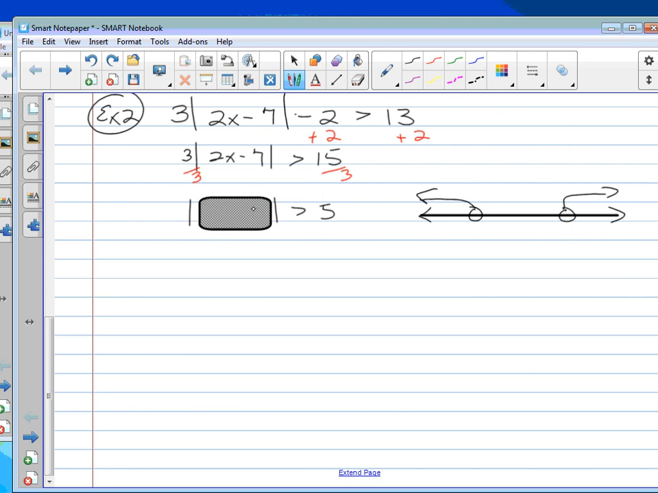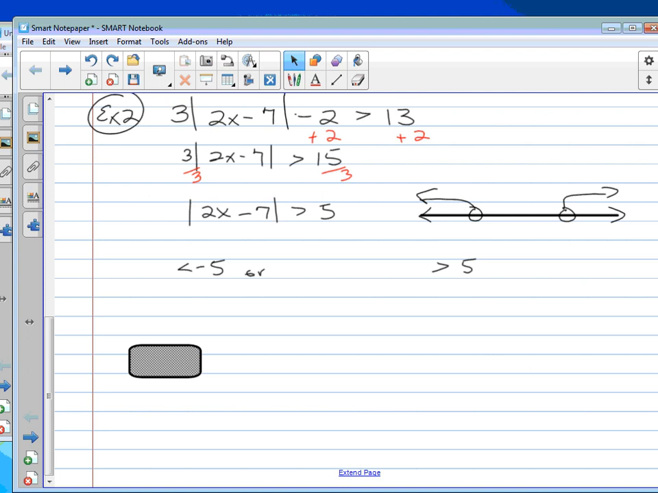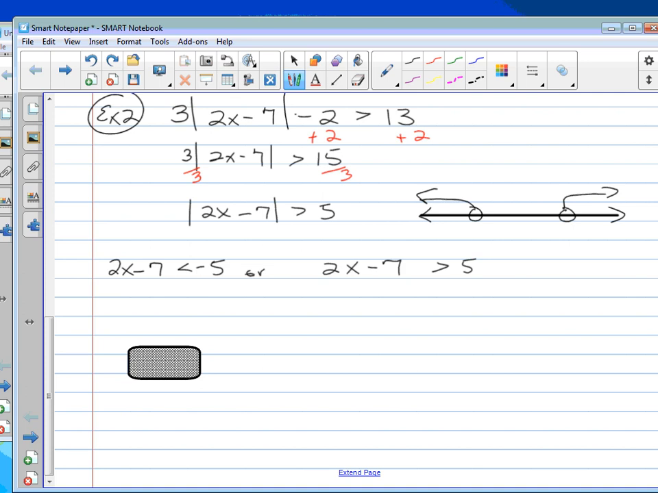So I know blah, blah, blah is either going to be greater than 5, or whatever is behind here has to be less than, who do we say? Negative 5. So I have 2 separate inequalities. Now if you want, it'll make it a little neater if you're writing over here. Blah, blah, blah could be less than negative 5, or blah, blah, blah could be greater than 5. Now, who's the blah, blah, blah? 2x minus 7. So there are your 2 separate inequalities. 2x minus 7 is less than negative 5, or 2x minus 7 is greater than 5.